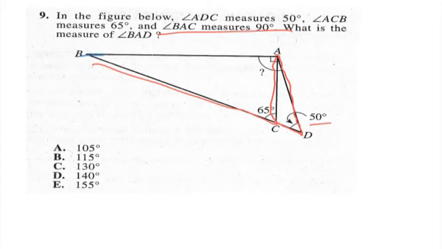So if we look at what is BAD, that's this whole angle. Well, we know it's got to be bigger than 90 degrees because 90 degrees is part of it.